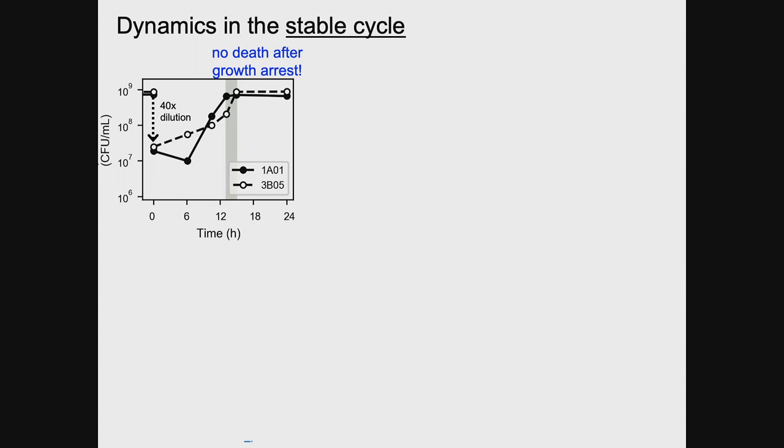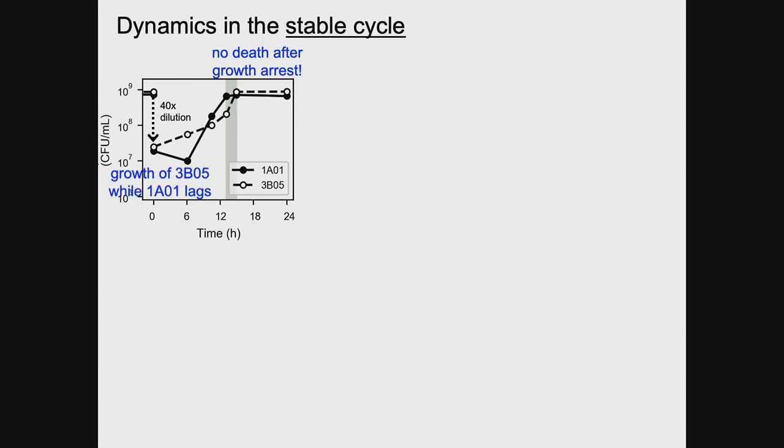You see that, first of all, the growth stops after about half a day, and after that, there's no death. So in a stable cycle, there's no death, even though in the first cycle, there's massive death. So it got itself out of the death regime.